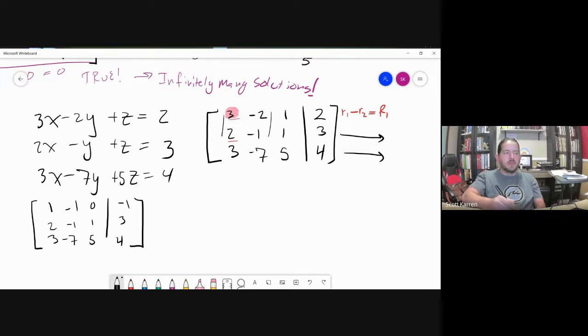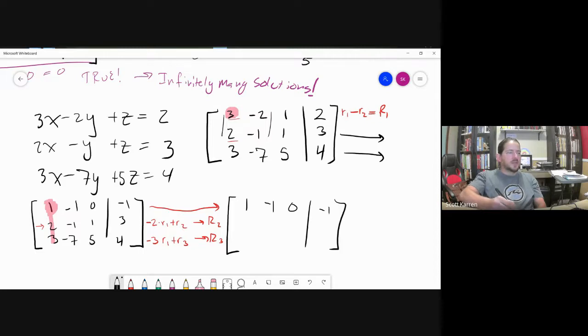Okay. So I've got my 1, and I'm going to use it to get rid of the 2 and the 3 underneath. Right? I'll do that again by using the negative of whatever number is here. So negative 2 times row 1 added back to row 2. That's my new row 2. And I'll do the same thing, negative 3 times row 1 added to row 3 is my new row 3. And row 1 is not going to change. So that is 1, negative 1, 0, negative 1.